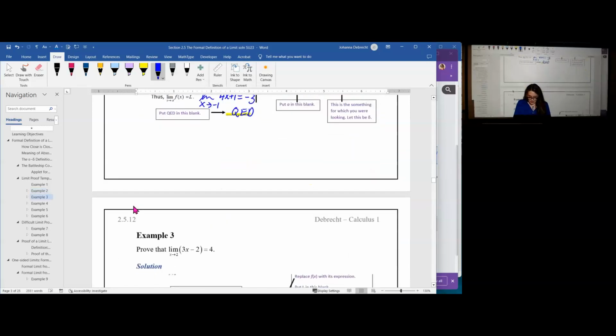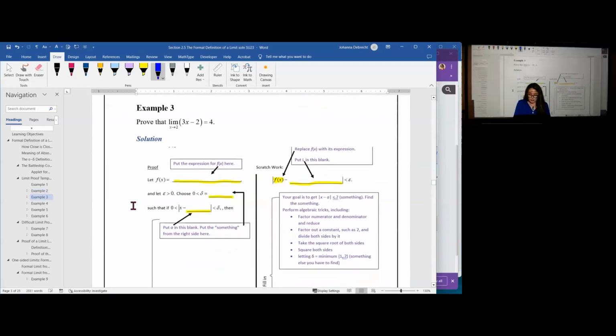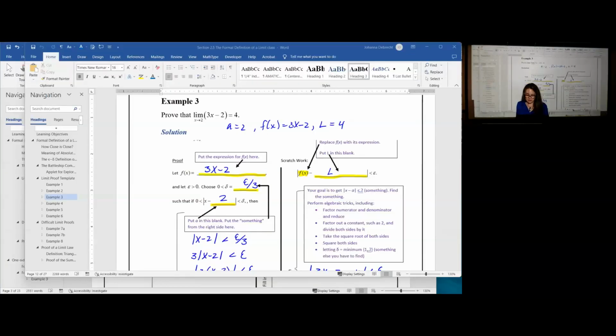Let's take a look now at the next example, which is another linear function. I want you to pause the video, work it out, and then turn the video back on and we'll compare our results. How'd you do? I know, it's complicated. Let's take a look at the pieces.